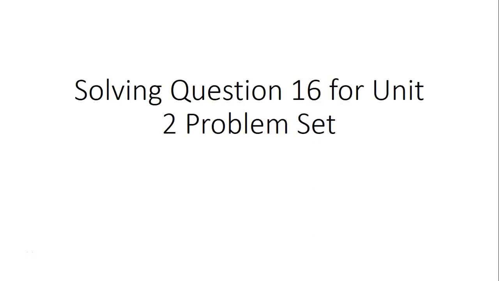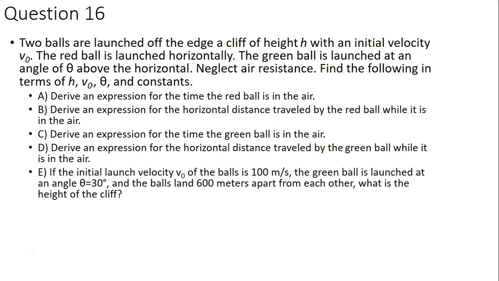Here, I'm going to be teaching you how to solve question 16 for the Unit 2 problem set. So, two balls are launched off the edge of a cliff of height h with an initial velocity of v sub 0, which you can also call v naught. The red ball is launched horizontally. The green ball is launched at an angle of theta above the horizontal. Neglect air resistance. Find the following in terms of h, v naught, theta, and constants.